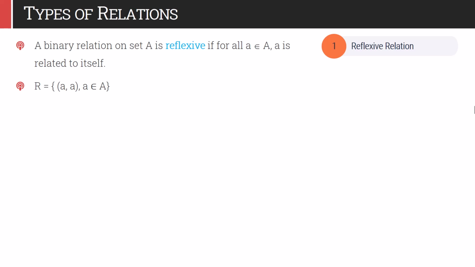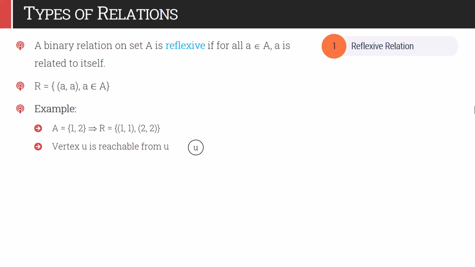Let us discuss various types of relations. The first one is the reflexive relation. A binary relation on set A is said to be reflexive if, for all the elements in set A, each element is related to itself. That is, R should contain the tuple (a, a), where a is a member of A. For example, if our set A is {1, 2}, then the reflexive relation would be {(1,1), (2,2)}. Then we can say that this relation is reflexive.